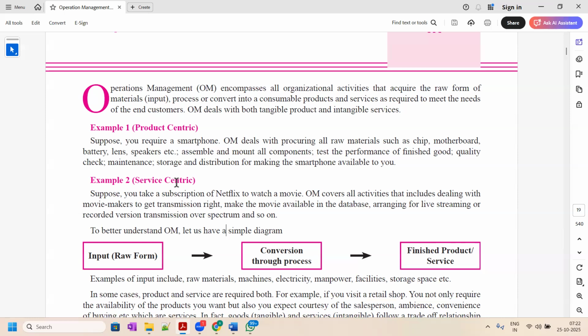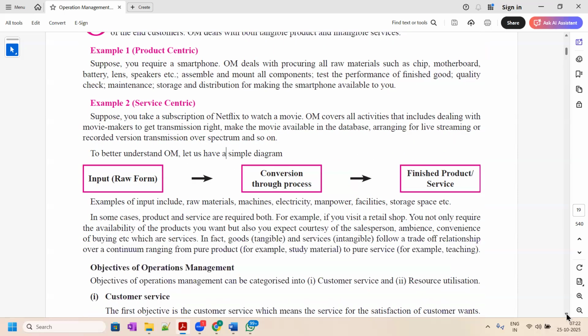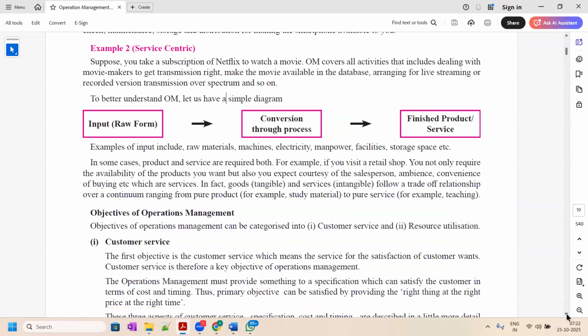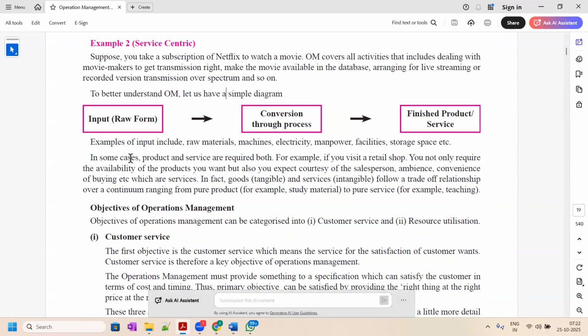Sometimes when we work on operation management, it can be a combination of both. So we cannot think that whenever you are working on operation management, you will always have the output as product centric or tangible, or as service centric or intangible. It can be the case where you need both product and services. For example, if you visit a retail shop, you buy products or goods, but at the same time, you also want help from the salesperson. You want a very good experience, and you want convenience while shopping.